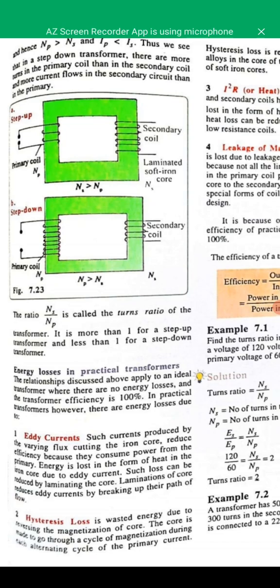In practical transformers, however, there are energy losses due to the following causes. Number one, eddy currents. Such currents, produced by the varying flux cutting the iron core, reduce efficiency because they consume power from the primary coil. Energy is lost in the form of heat in the iron core due to eddy currents. Now, how is energy lost?